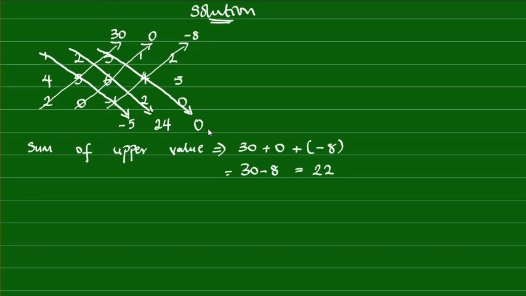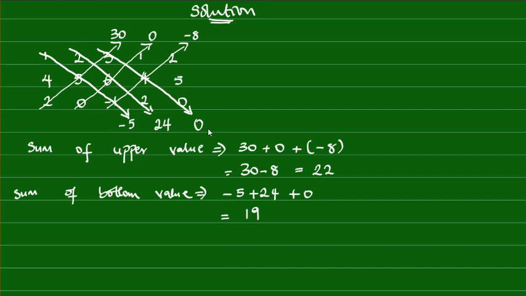Next, from our bottom, we have the sum of bottom values. Bottom, we have minus 5 plus 24 plus 0. This ends up giving us minus 5 plus 24 plus 0. We'll end up having 19.